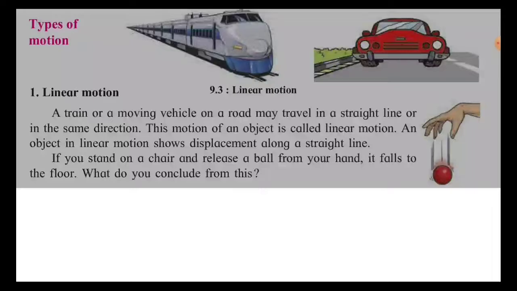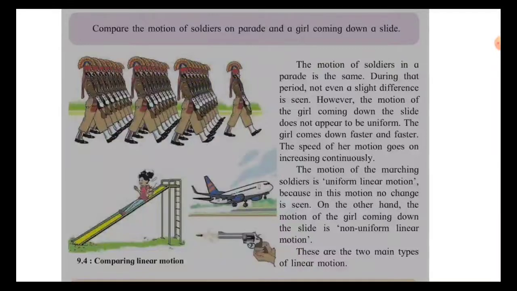So if we throw the ball upwards, we can see that the ball comes downwards in the same direction. If the path is the same, then we say that this motion is a linear motion. So here you have to write the second line: this motion of an object is called linear motion, in which the object travels in a straight line or in the same direction. Okay, this is the definition of linear motion.